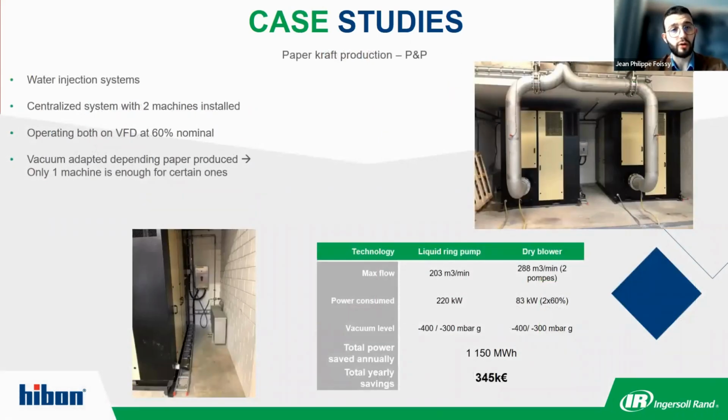Another case study is on the papercraft production. Here we replaced the liquid ring pump that the customer already had before by two DW90, also operating both with a VFD at 60% nominal. And we achieved 83 kilowatt power consumption instead of 220 kilowatts. Yearly, we are talking about 1,150 megawatt hour saved, meaning around 345k euro for the same fixed price.